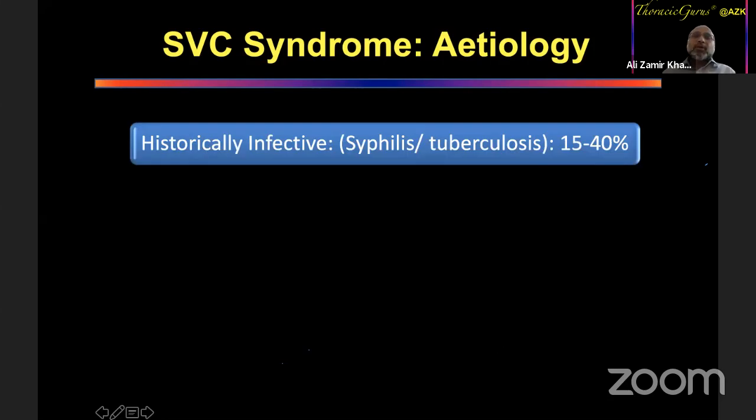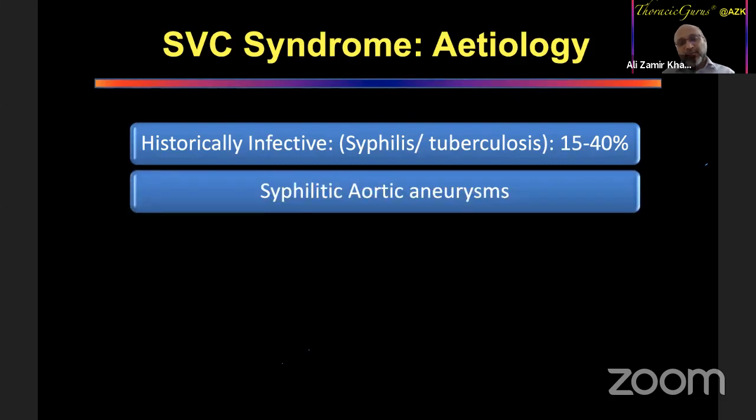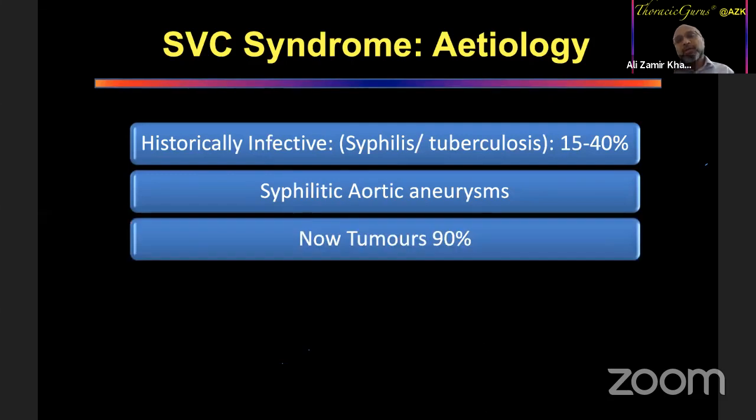Okay, now let's look at what are the etiologies of SVC syndromes. Historically, before the 1980s and 90s, the major etiology was syphilis. Always. It was syphilis and tuberculosis. Almost 15 to 40% was secondary to syphilis. And syphilis classically was secondary because of syphilitic aortic aneurysms. So you got syphilitic aortitis, and then the aorta became aneurysmal and increased in size, and that caused the compression of the SVC and subsequently caused SVCO. But nowadays, we don't see syphilis.